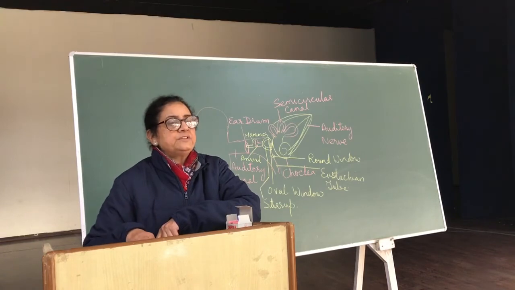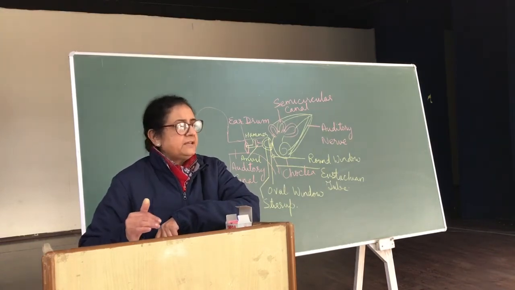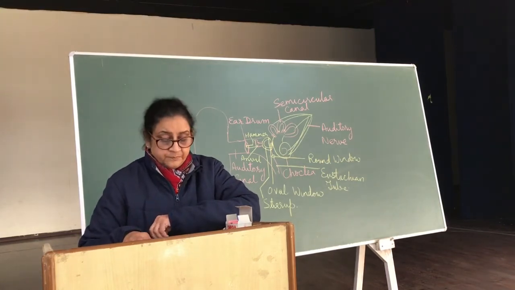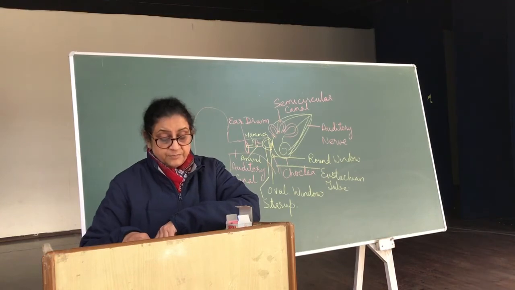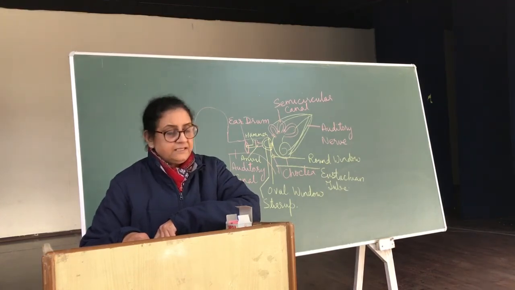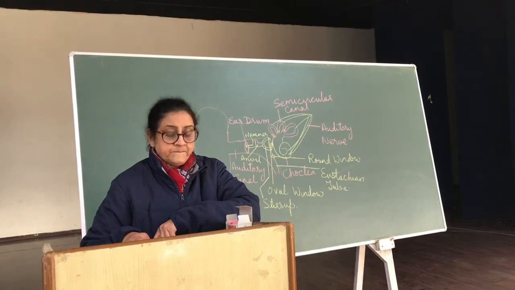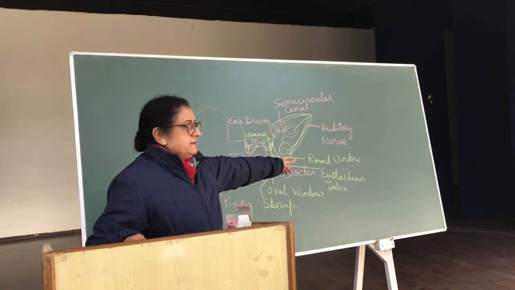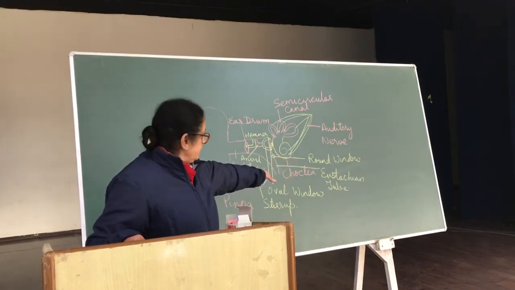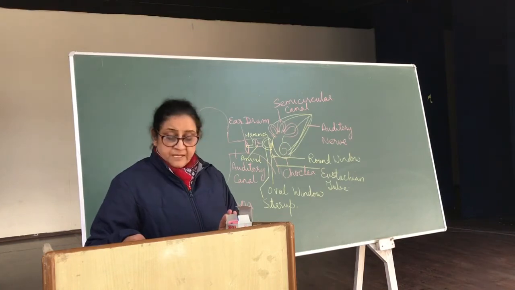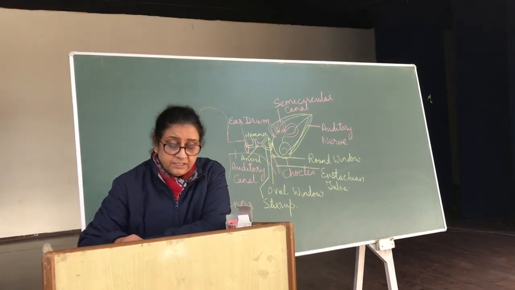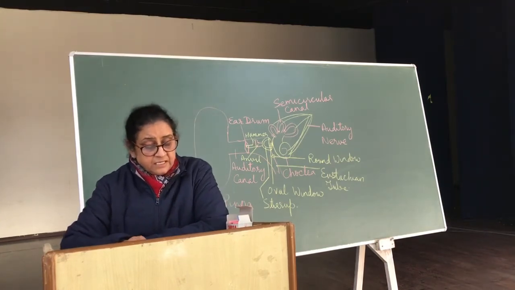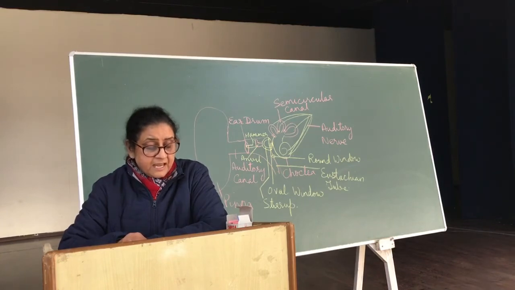So the oval window is the one which is membranous and it leads to the inner ear. And a second opening, the round window, also covered by a thin membrane, connects the middle and the inner ear. So the oval window connects the middle ear to the inner ear, even the round window. And the inner ear, or the membranous labyrinth as it is also called, has 3 parts: the cochlea, semicircular canal, and the vestibule.